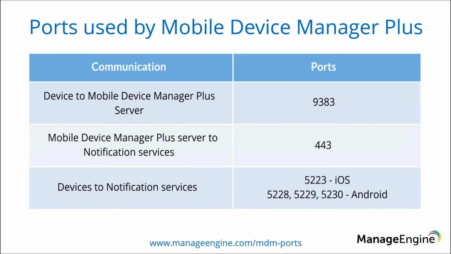And for this, in case you have an on-premise MDM solution, these are the list of ports which need to be allowed in your network. The device will try to communicate with the MDM server using port 9383, and with the notification services, and the devices will contact the notification service. In order to know more about the inbound or outbound port flow, you can always visit the URL mentioned below.